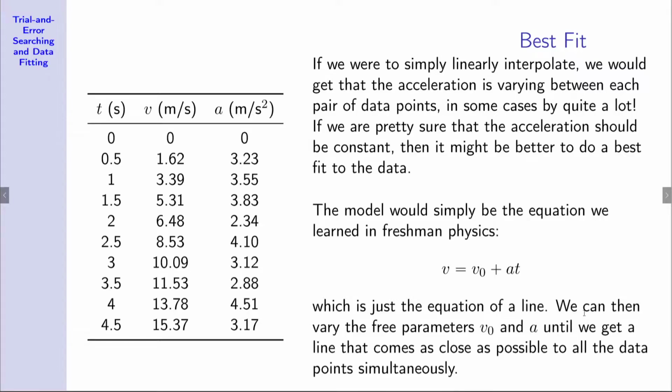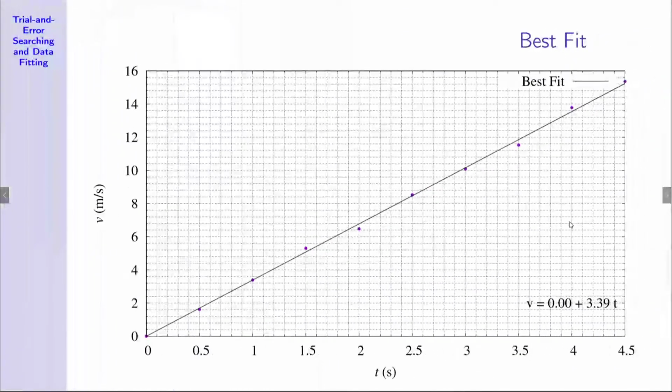But in general, we have this, which we would call our model. So this equation here is our model. And the v0 and the a would be what we call our free parameters. So we can change the value of those parameters so that we can bring our line as close as possible to our data points. And so this is what that would look like. We will go over how this kind of fitting is done.